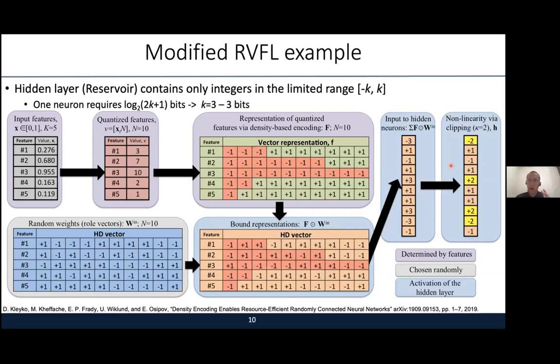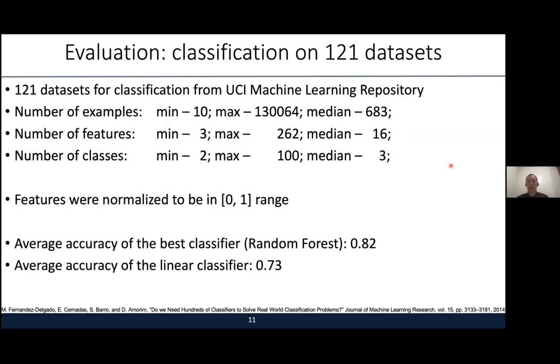So now, of course, once we have this modified architecture, the question is, how would it perform in comparison to the conventional RVFL? And for that, we perform the evaluation using 120 different data sets, which were studied before in a large-scale study, studying just different classifiers. And here you can see the characteristics of the data sets.